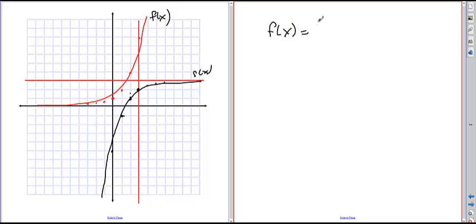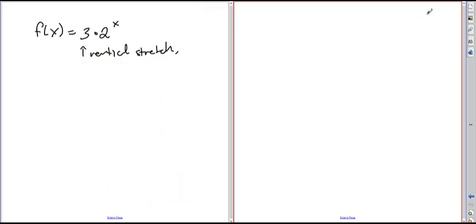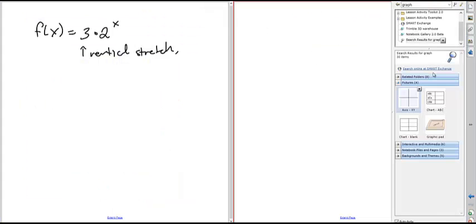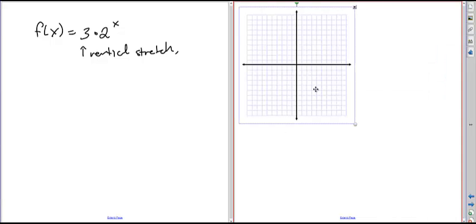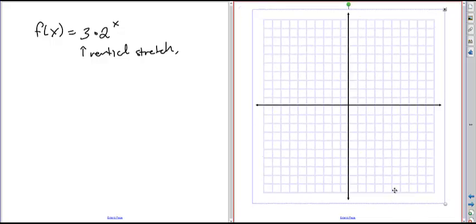Now, I'm not going to add this on. I'm going to talk about it separately. But let's say we have the parent function 2 to the x. Now, if you multiply by 3, normally this would give you a vertical stretch when you put the number out. So if we do that, you would still do your parent function and then scale it off of that.